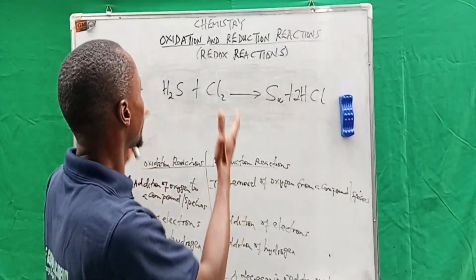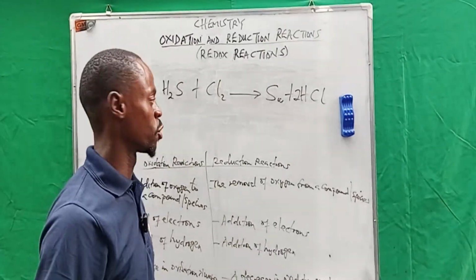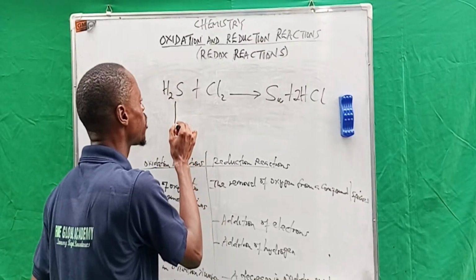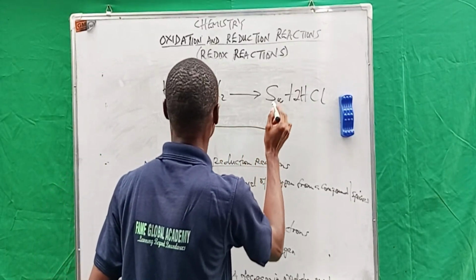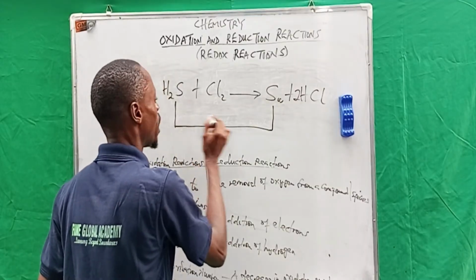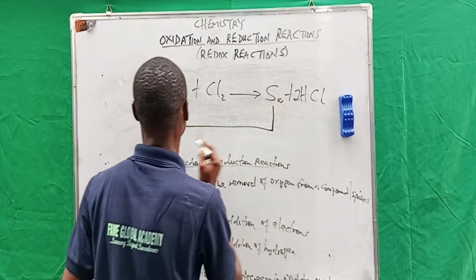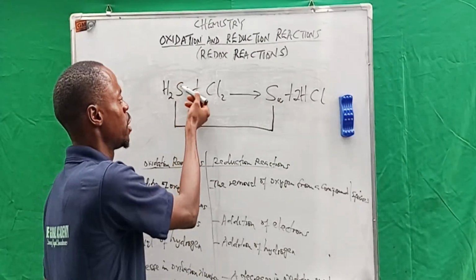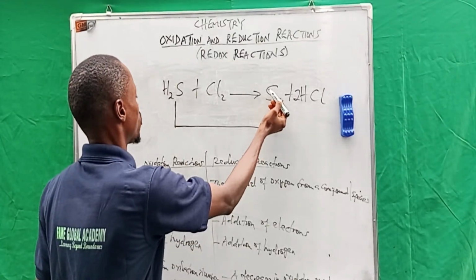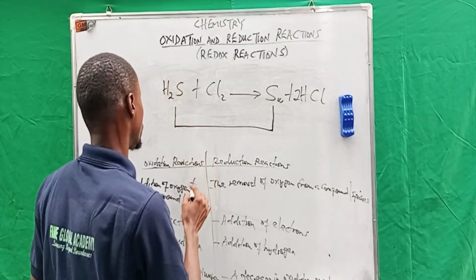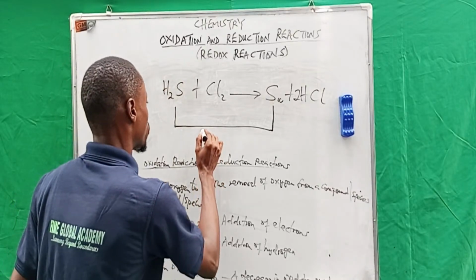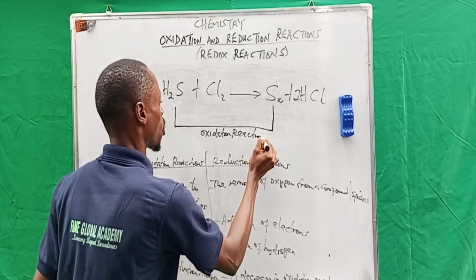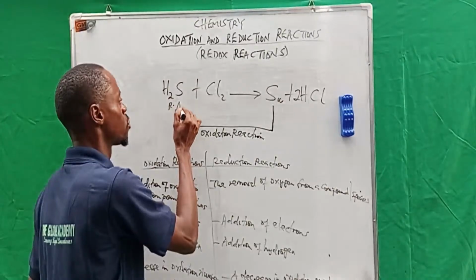How do you identify the oxidizing agent in this reaction as well as the reducing agent? Now watch this progression from hydrogen sulfide to metallic sulfur. From hydrogen sulfide to solid sulfur. You agree with me that there was loss of hydrogen from this hydrogen sulfide to form metallic sulfur. This is what we call loss of hydrogen, which is oxidation reaction, caused by the presence of a reducing agent.